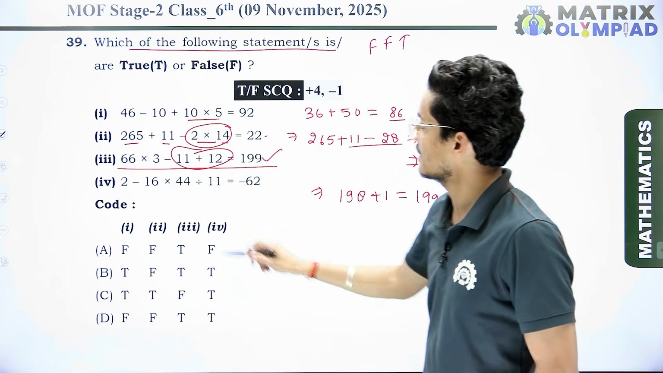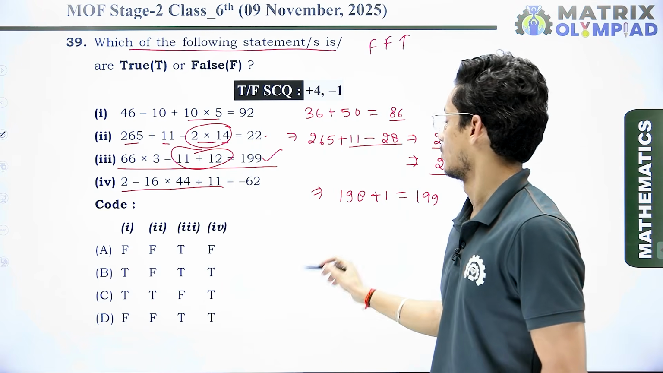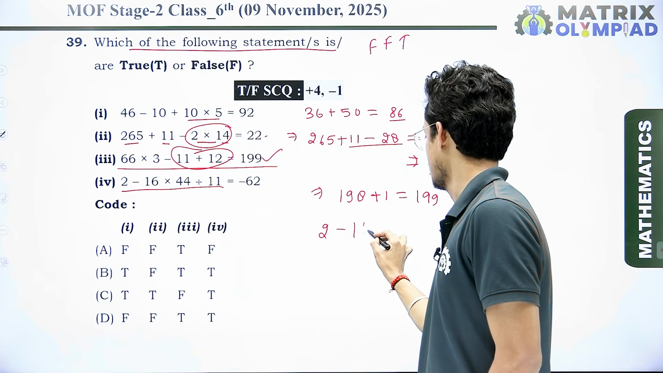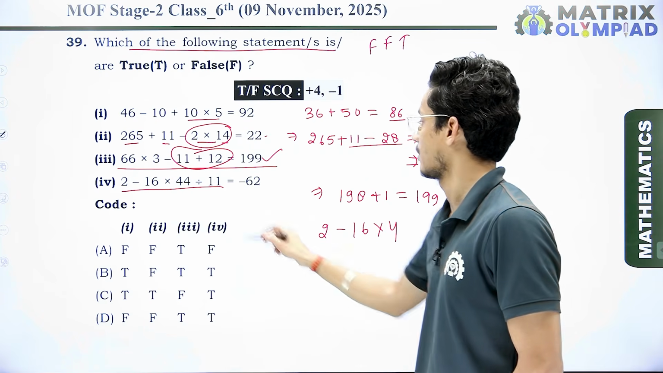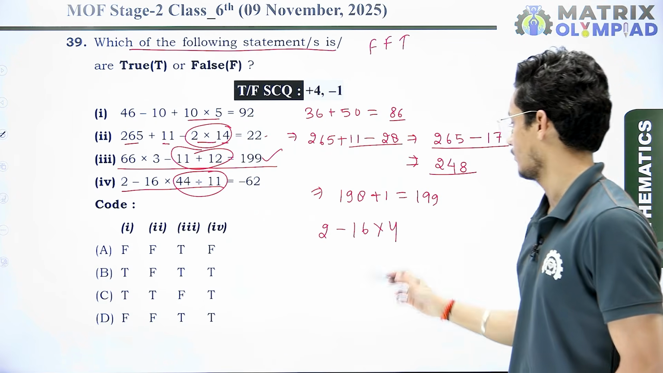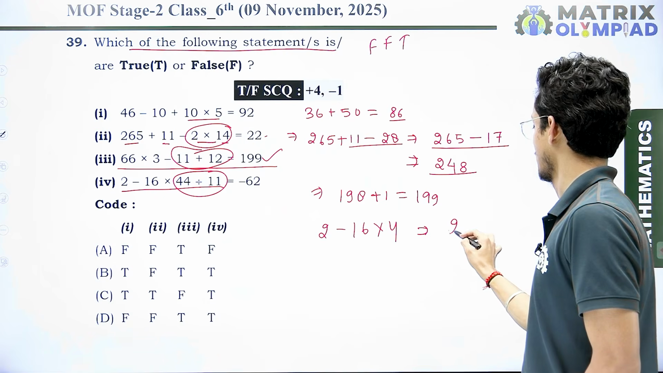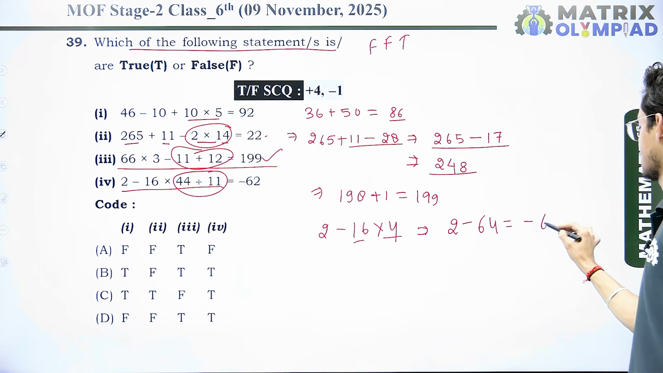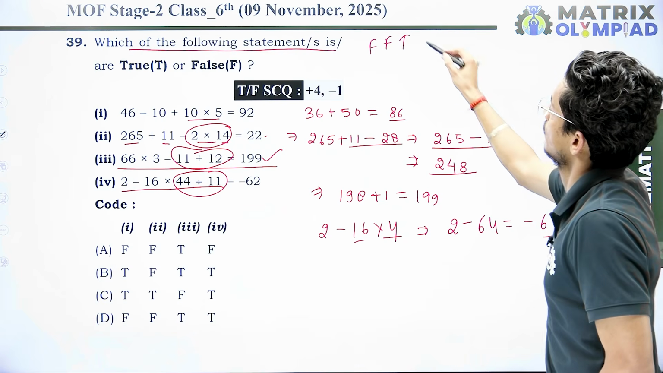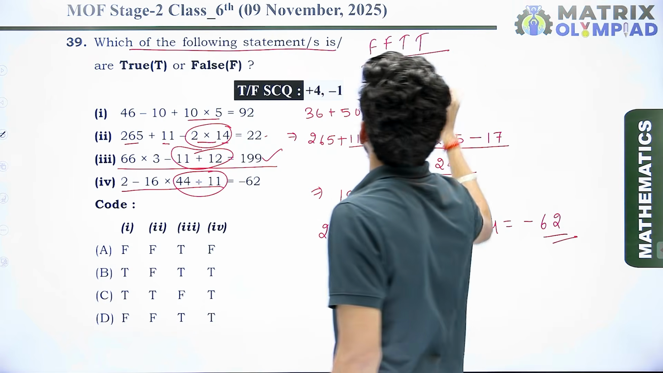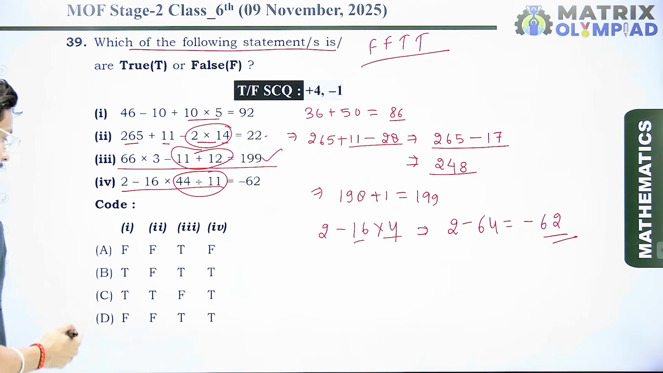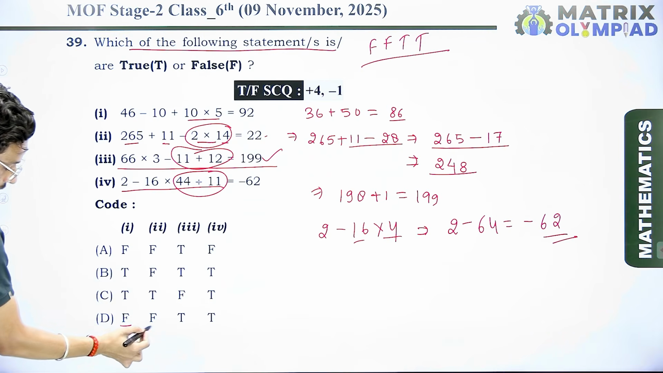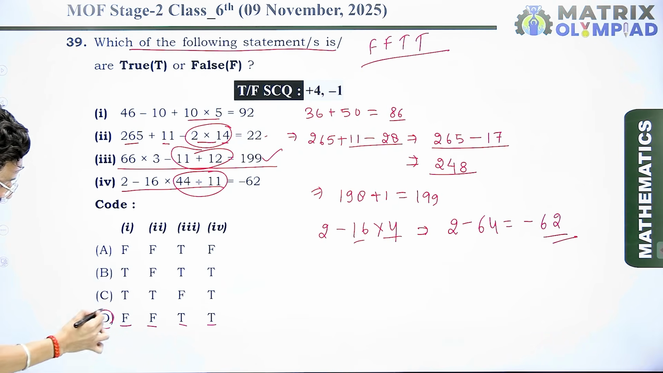Last, 2 minus 16 multiplied by 4. When we simplify it first, here we get 4. So I can write here 2 minus 64, which is equal to minus 62. It means this one is also true. So the correct option is false, false, true and true. It means option number D is the correct answer.